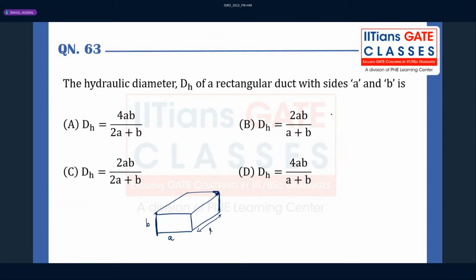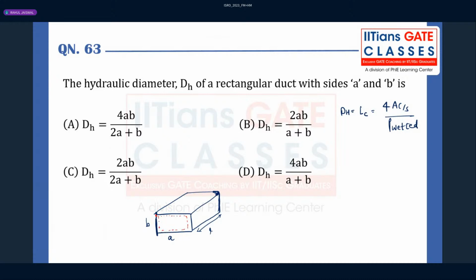Now, hydraulic diameter, you know the formula. We sometimes also say characteristic length: 4 into cross-sectional area by wetted parameter. Now, they have not given whether this particular rectangular duct is half filled or full. So this rectangular duct is fully filled with the liquid.